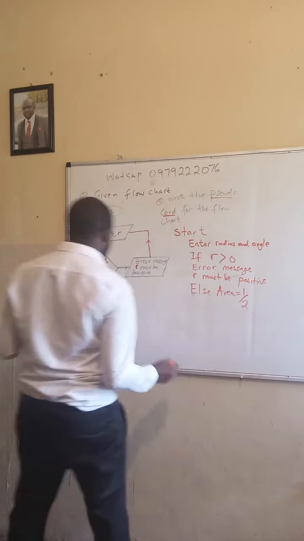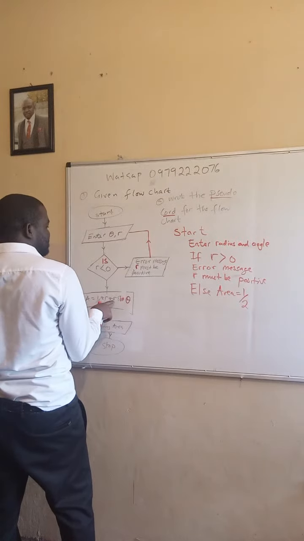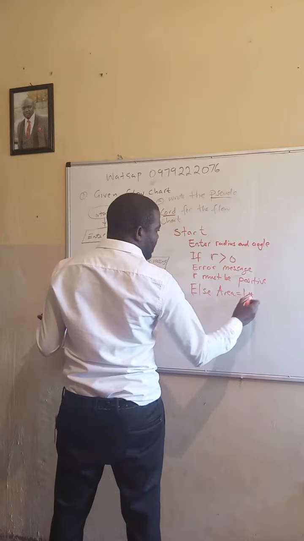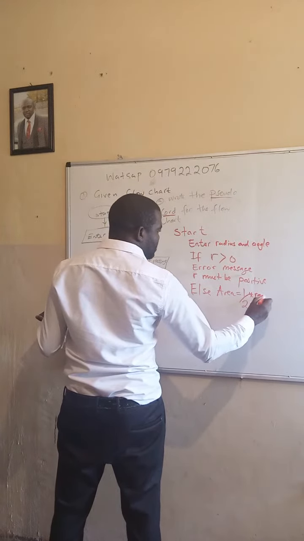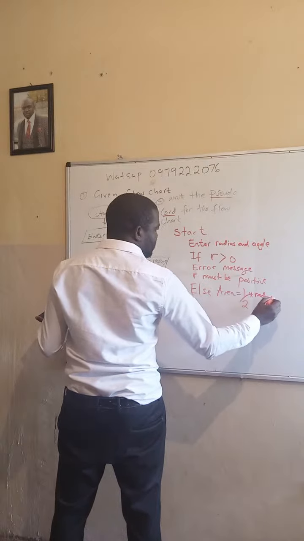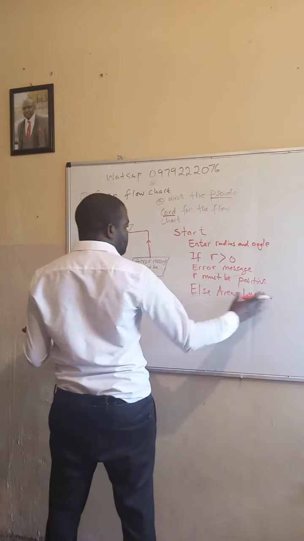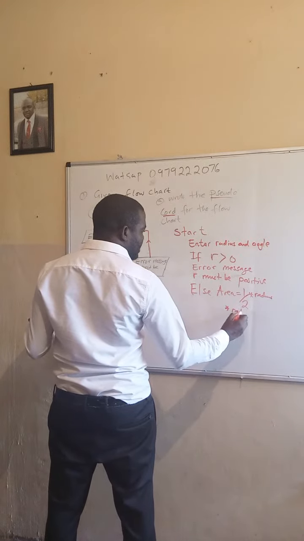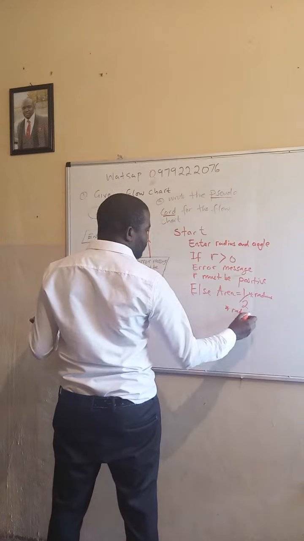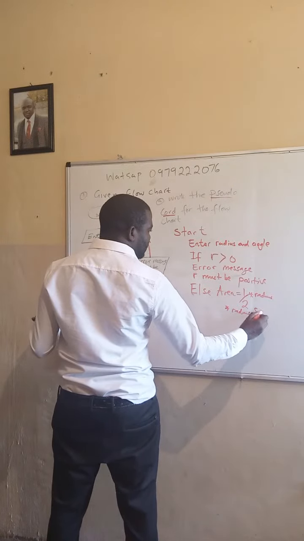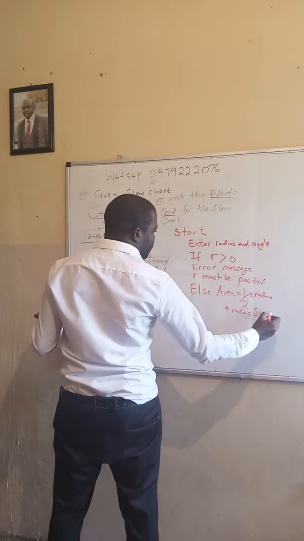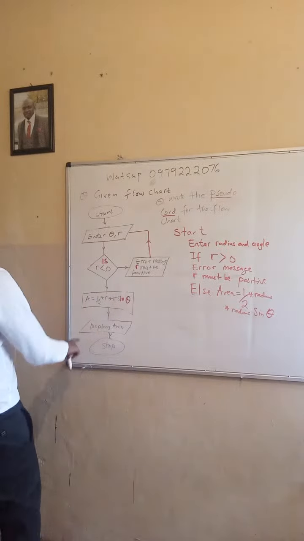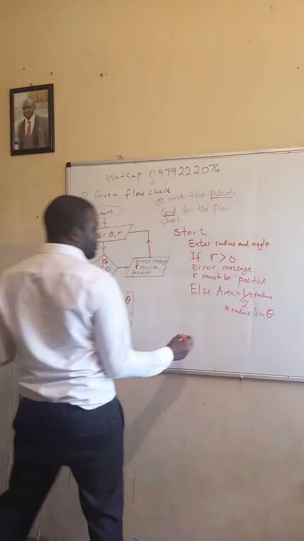Area equals half times radius times sine theta. Star radius. There is no space, but I'll bring it down here. Star, again another radius, and then sine theta. And then lastly is display area.